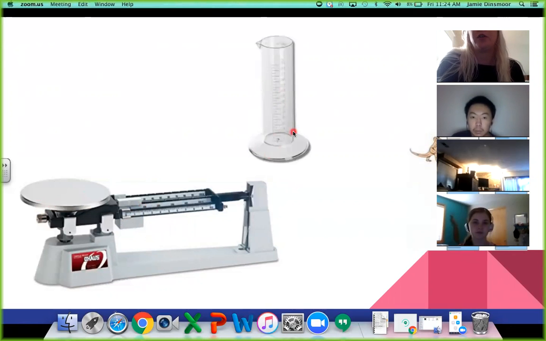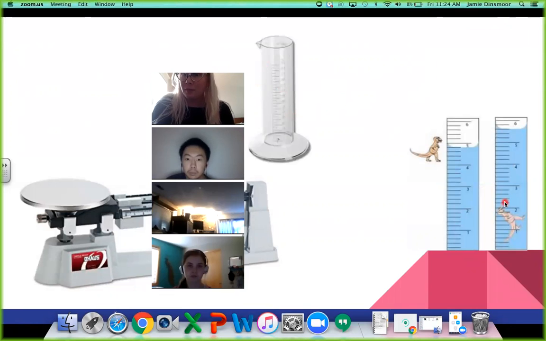A graduated cylinder is pictured here, which we just discussed, where there's actually markings on here that will tell you the volume in milliliters. So when you put water in, if it goes to 10, for example, you would say, oh, there's 10 milliliters of water in this graduated cylinder. And then the displacement that I was talking about, we can see here with this little dinosaur man.